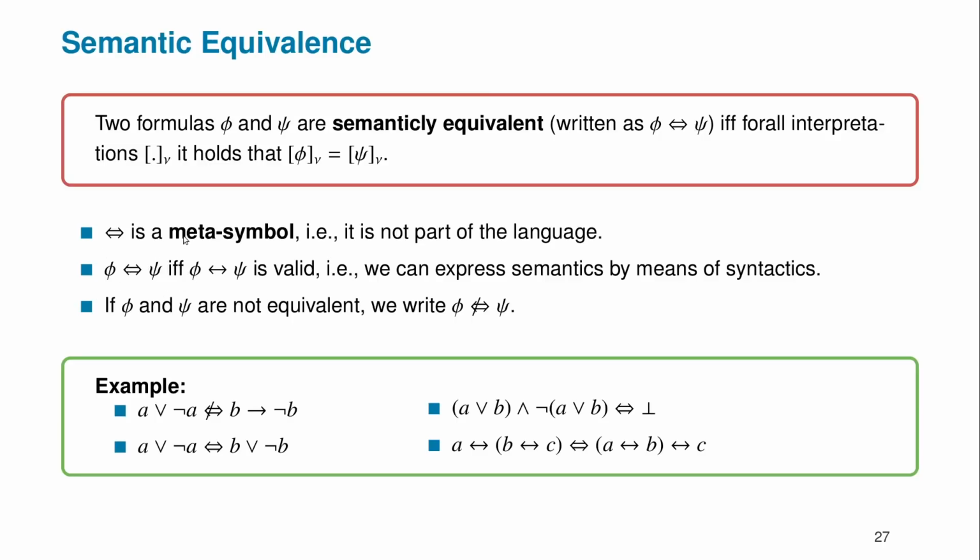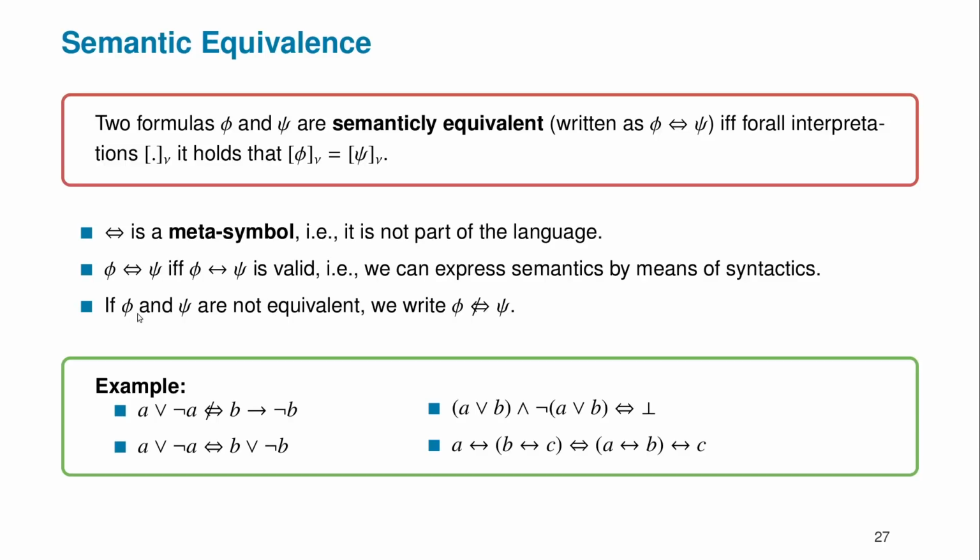Usually we somehow have to prove that two formulas are semantically equivalent to write it down. And when we have a formula phi and a formula psi, and the formula phi is equivalent to psi is a valid formula, then this means the two formulas are semantically equivalent. So this means we can express semantics by the means of syntactics. And it's not so hard to see that if we can show this validity of the formula here, then this also gives us the property of semantic equivalence. And the same holds in the other direction as well.